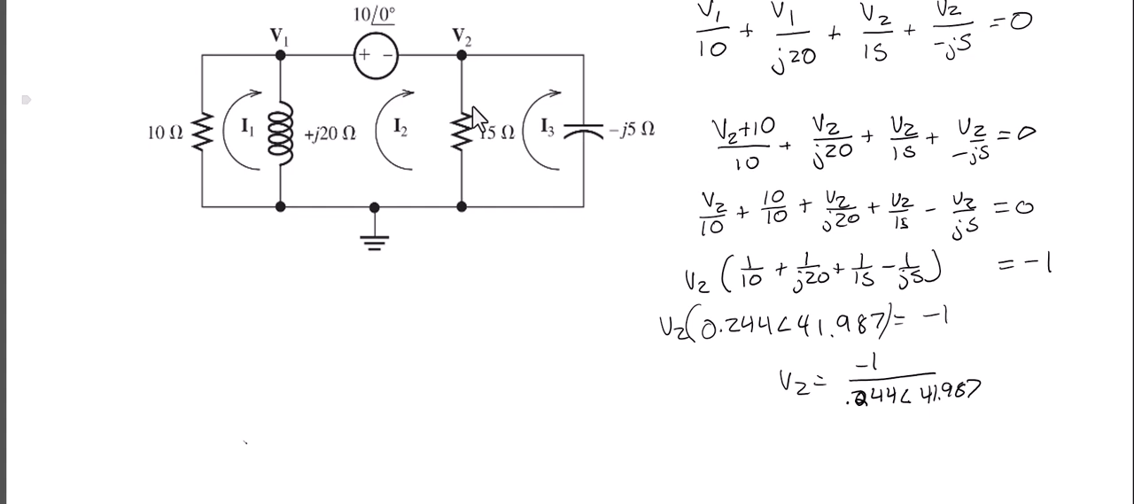Anybody see a mistake that I made? So it's supposed to be V2 plus 10 over J20. Yes, it was. So this side was supposed to be minus 1 minus 10 over J20.